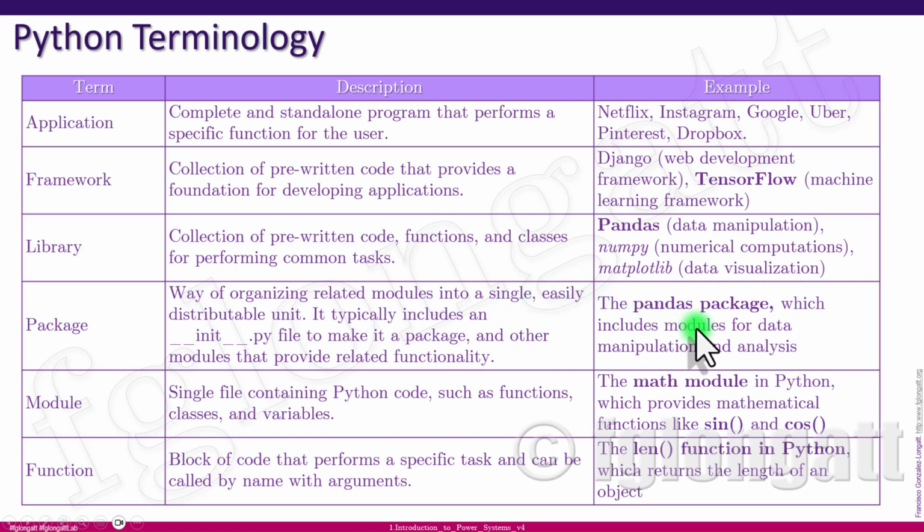So believe it or not, Pandas is a package, and inside Pandas there are several modules for data manipulation and analysis. But we can see that also there is something called a library, and a library is basically some code that is already created, including functions and classes, and the idea is that they are connected together to produce a common task. So Pandas is also a library dedicated to data manipulation, but there are many others.